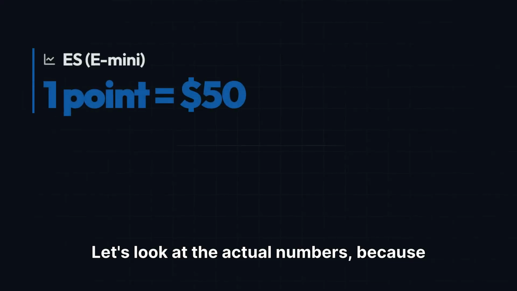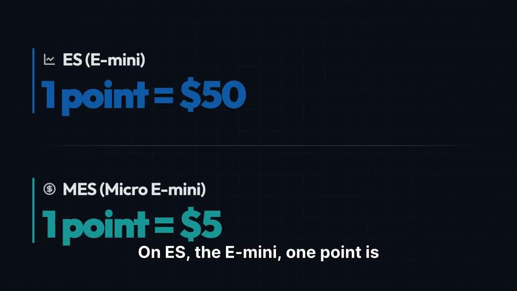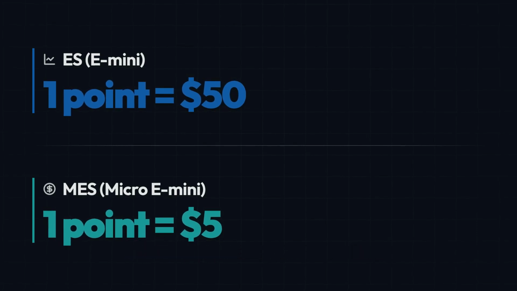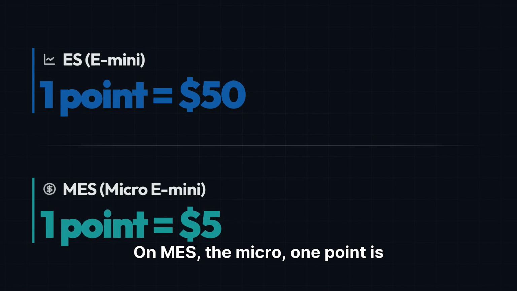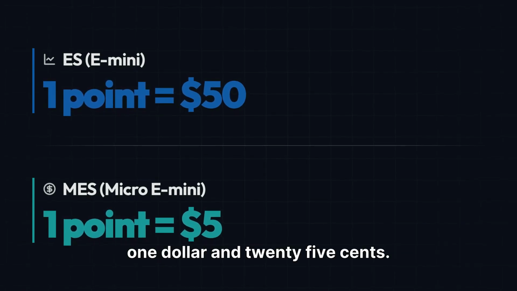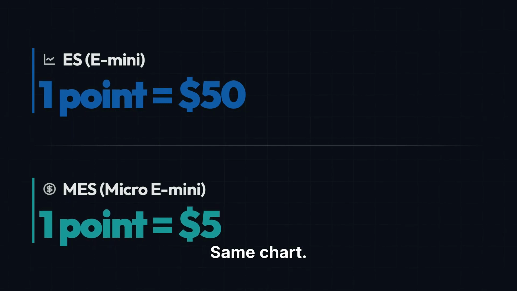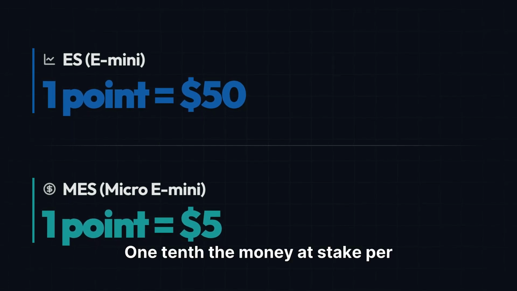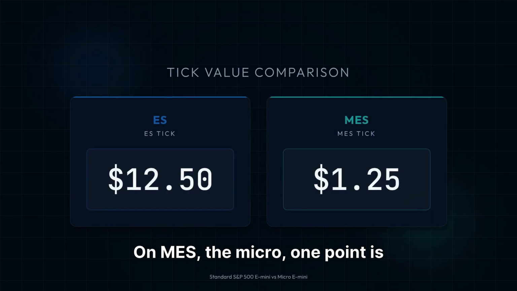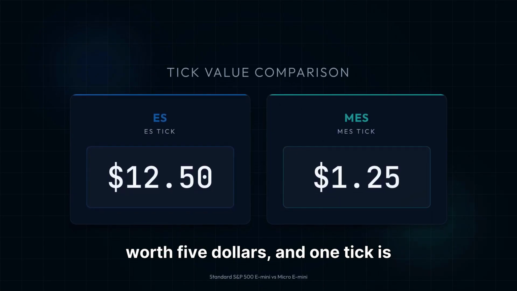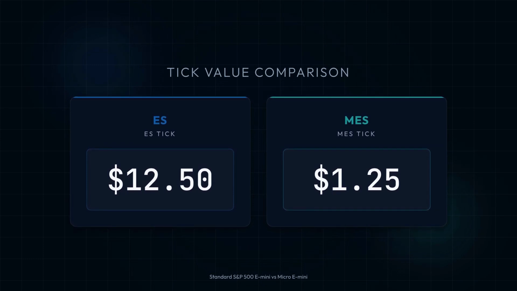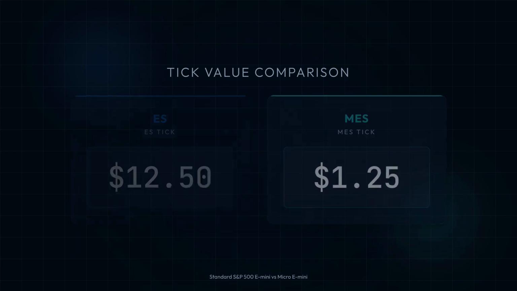Let's look at the actual numbers because this is where it gets real. On ES, the E-mini, 1 point is worth $50 and 1 tick is $12.50. On MES, the micro, 1 point is worth $5 and 1 tick is $1.25. Same market, same chart. 1/10 the money at stake per move.